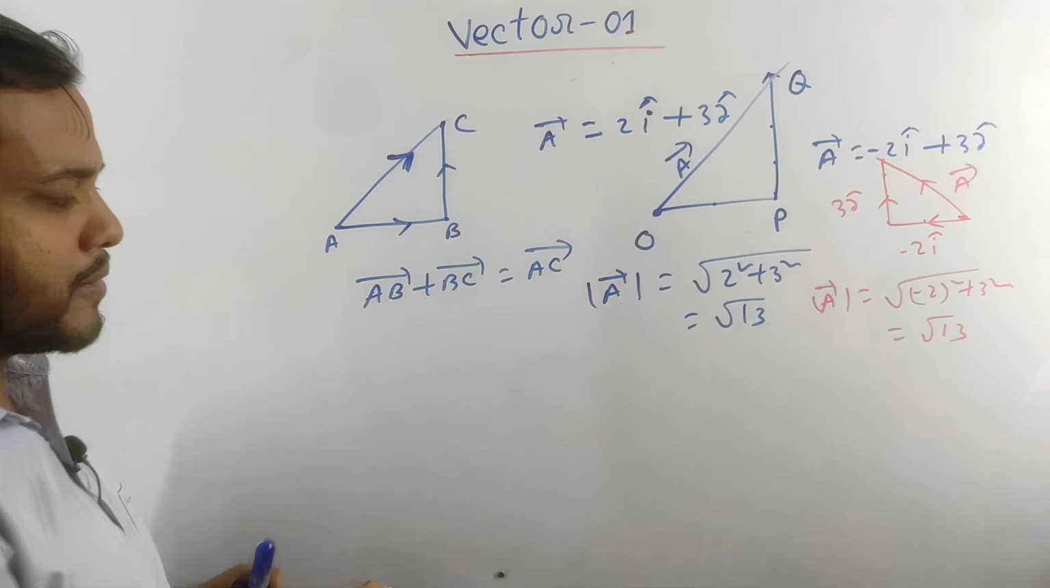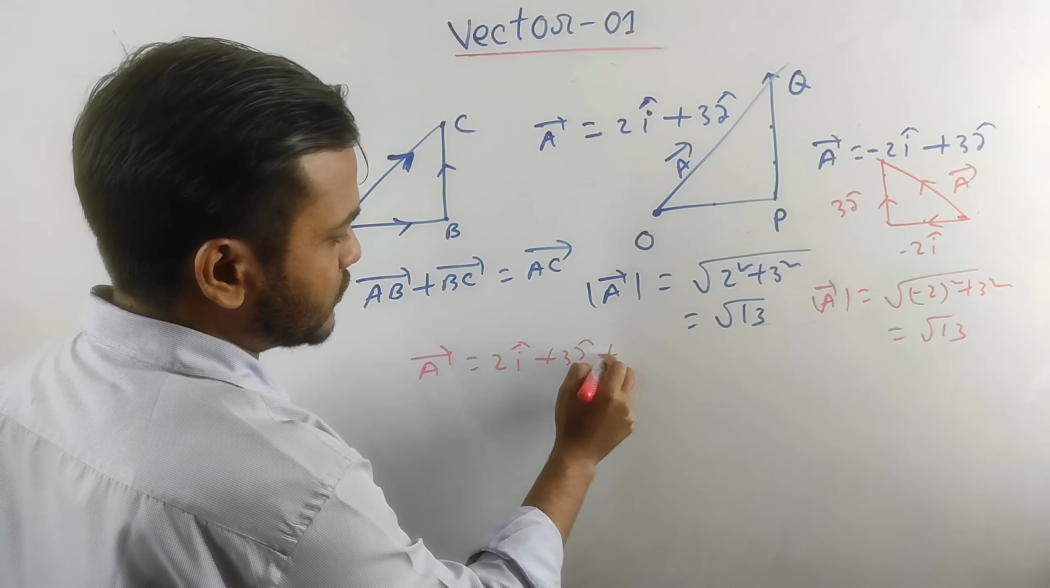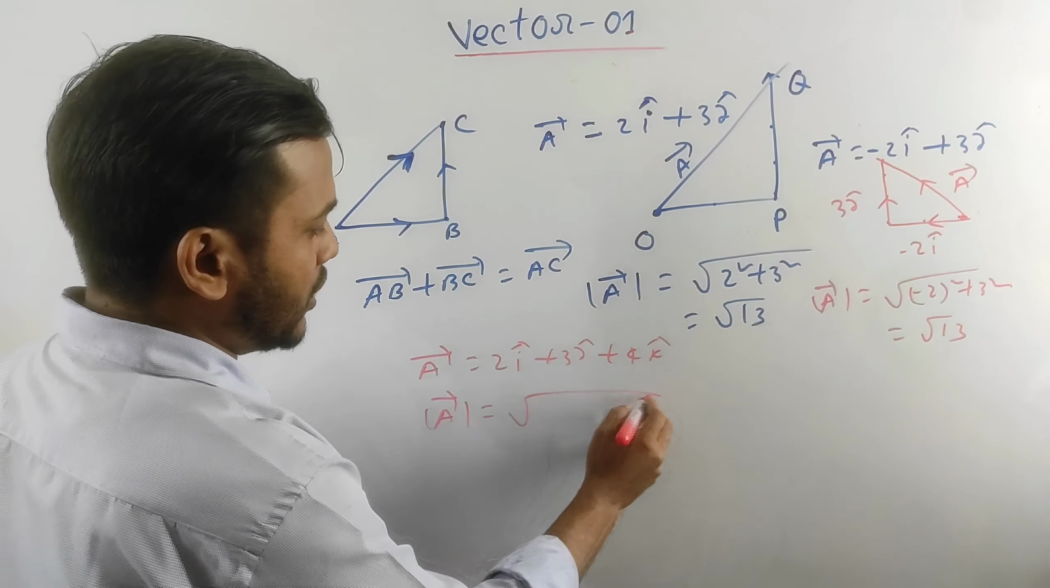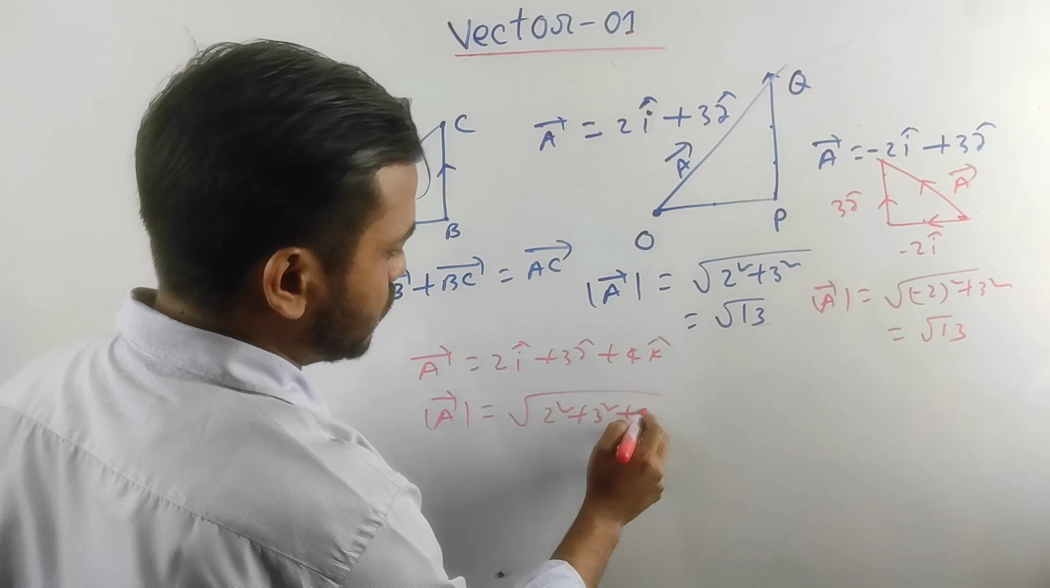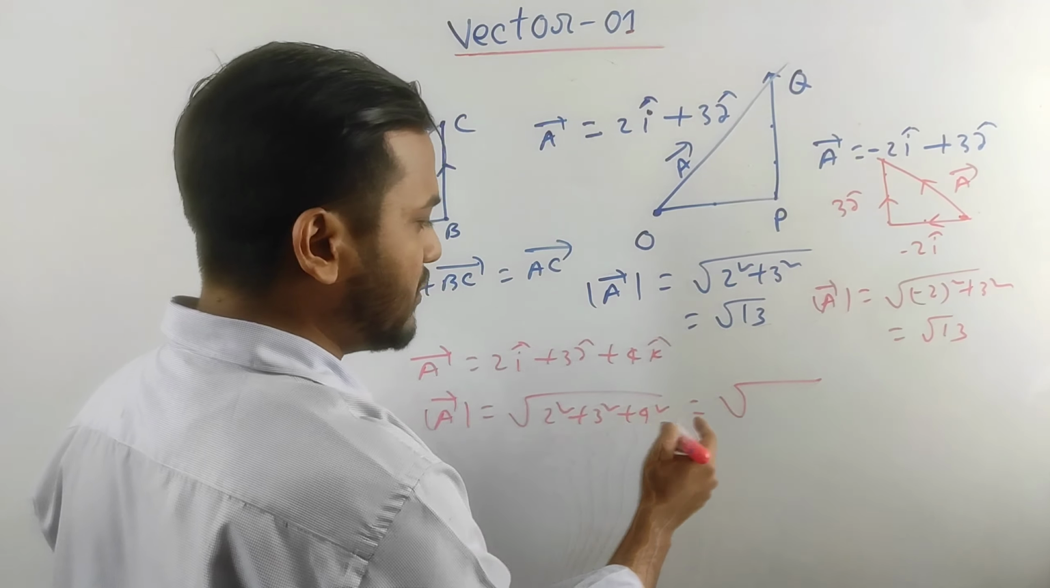For 3 dimensions, if you consider a vector 2 i cap plus 3 j cap plus 4 k cap, then its value will be root over 2 square plus 3 square plus 4 square. This will be root over 29 units.